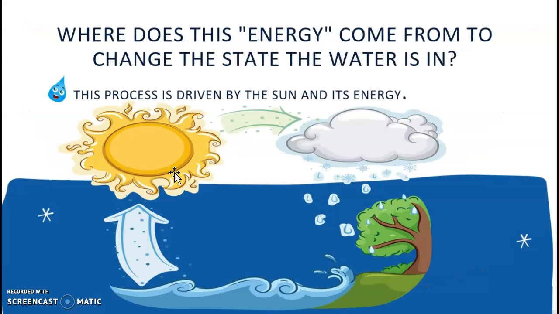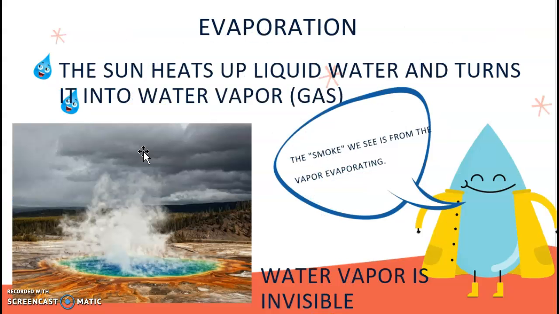So where does this energy come from to change the state the water is in? The main source of energy is the sun. The process is driven by the sun and its energy. So now let's look at how this water changes in nature.